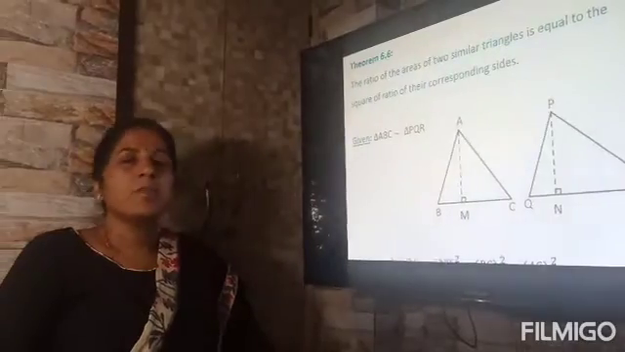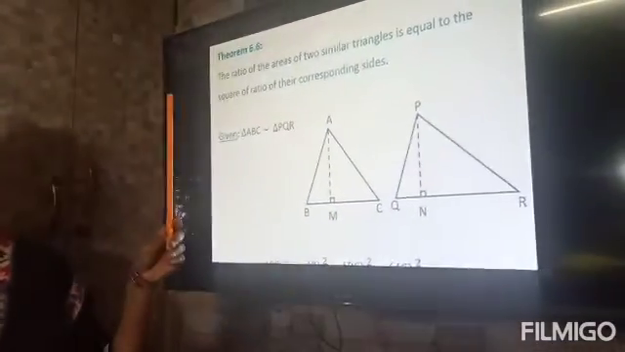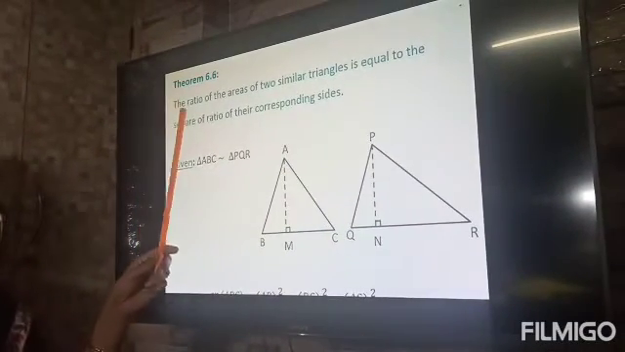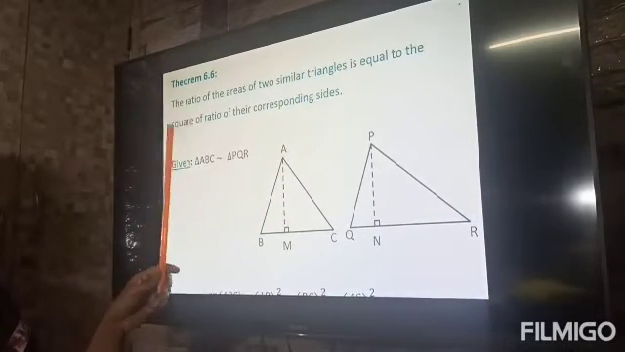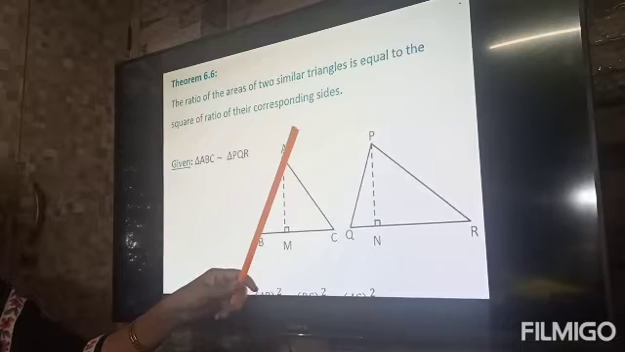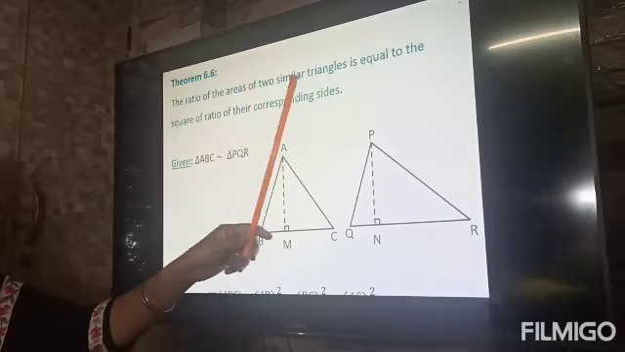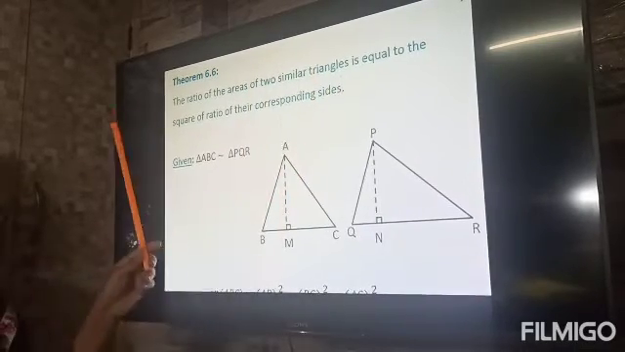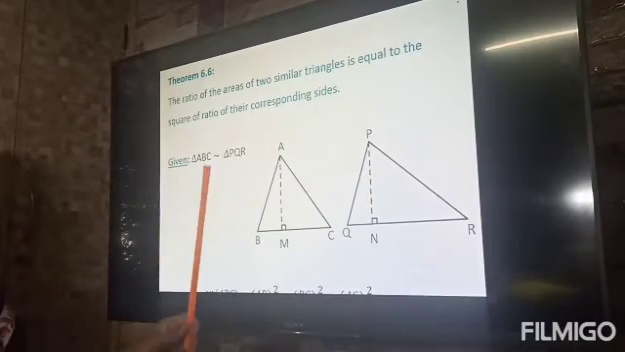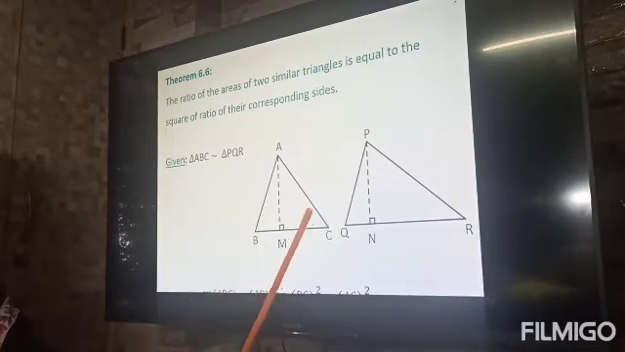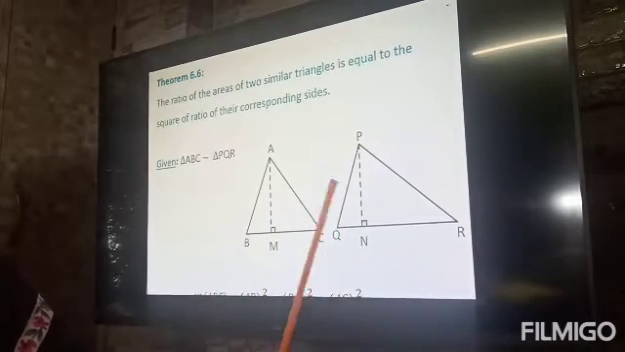Okay students, now we will do the next theorem on similar triangles. See the definition. The ratio of the areas of two similar triangles is equal to the square of the ratio of their corresponding sides. Draw two similar triangles. ABC and PQR are the two similar triangles.